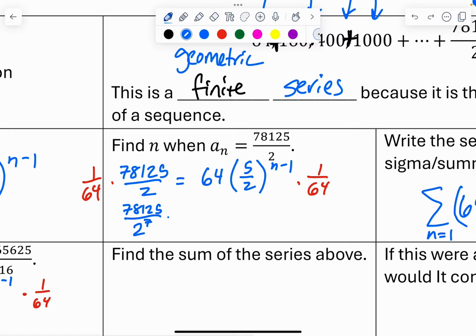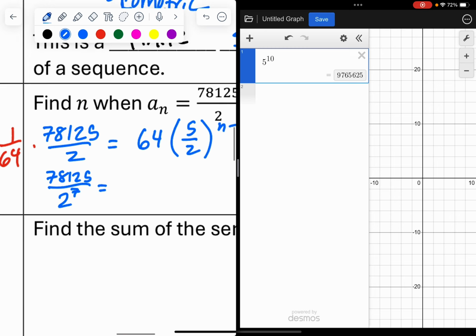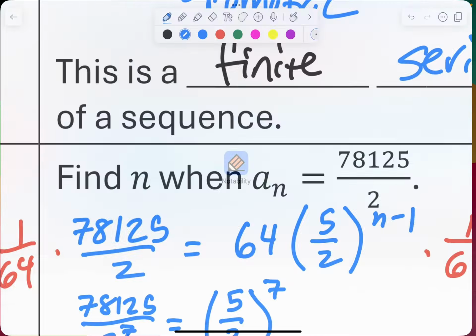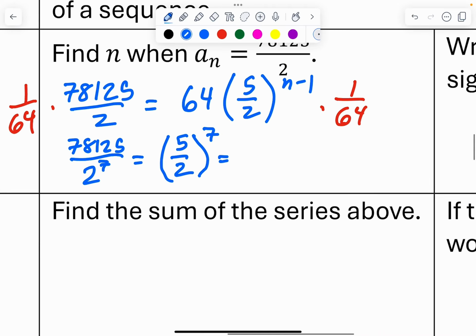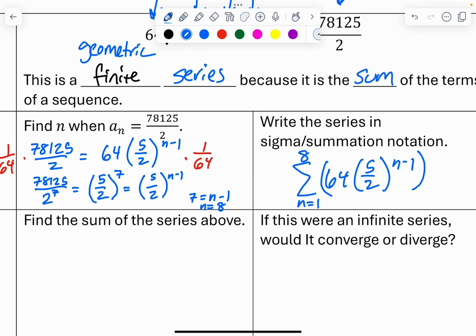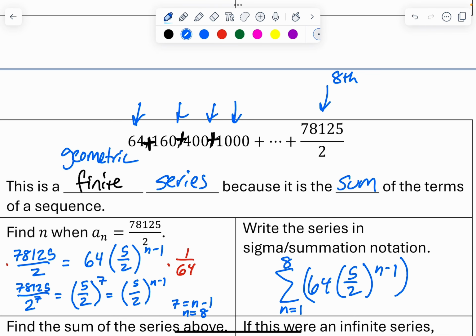And so we're hopeful. Let's see. Let's hope, fingers crossed, that 5 to the 7th power is that number that we're looking at in the numerator. Right here. Okay, we want 5 raised to the 7th power. Hallelujah. Okay, so this is 5 over 2 raised to the 7th power, which is equal to, we've gotten rid of the 64, so it's equal to 5 over 2 to the n minus 1. So if 7 equals n minus 1, I can say n is equal to 8. Okay, so it's the sum as n goes from 1 to 8. This right here was the 8th term we just discovered.